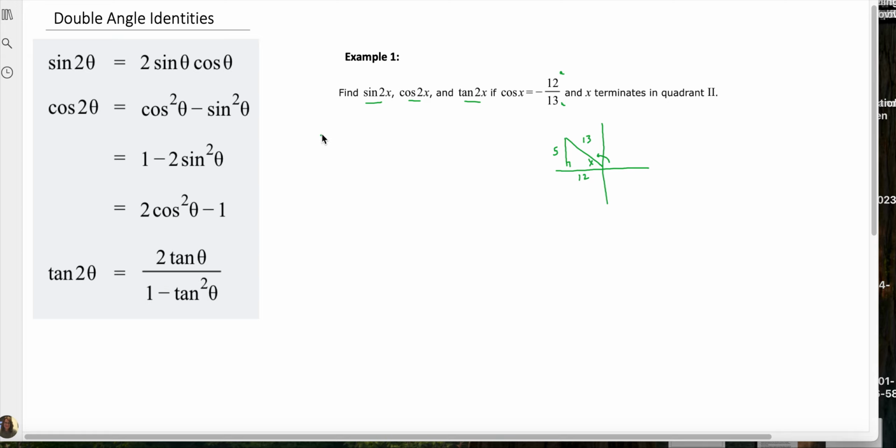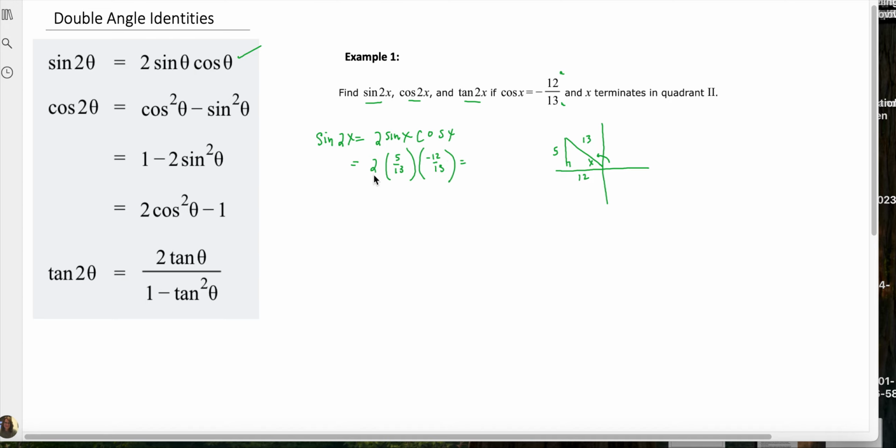Let's start with finding an exact value for sine of 2x. The identity tells us that that's going to be 2 sine of x cosine of x. So I need both sine and cosine of x to find that exact value. So this will be 2 times sine of x, and we know sine is positive in quadrant 2, so it would be 5 over 13. And cosine of x, which is given, and we can also see on the triangle, would be negative 12 over 13.